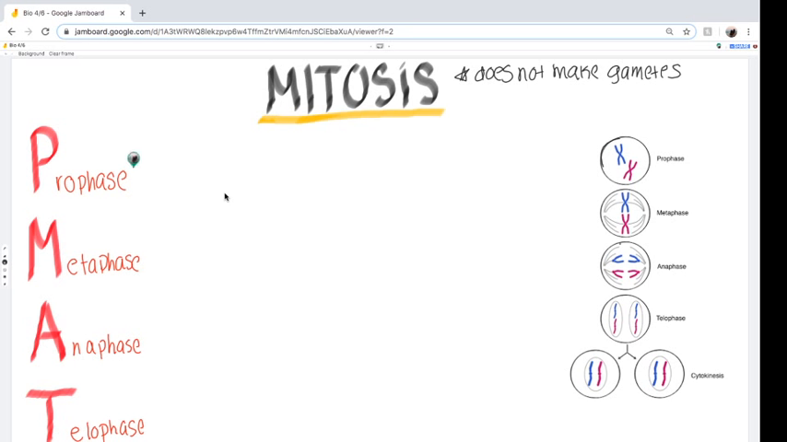So in prophase, one thing it does is chromatin becomes visible, and another is that spindle fibers form.